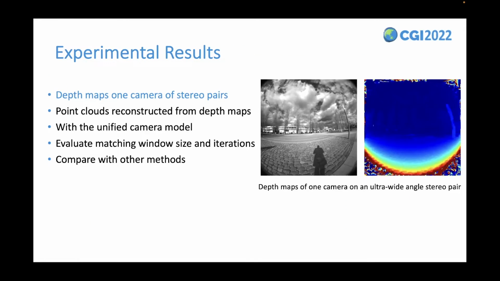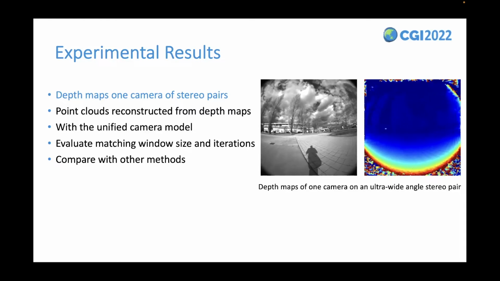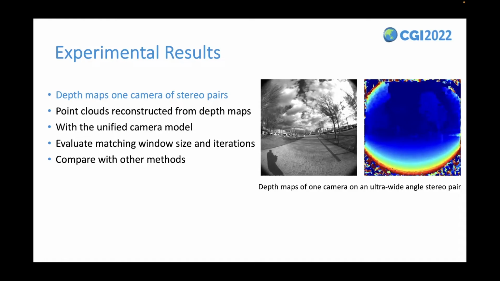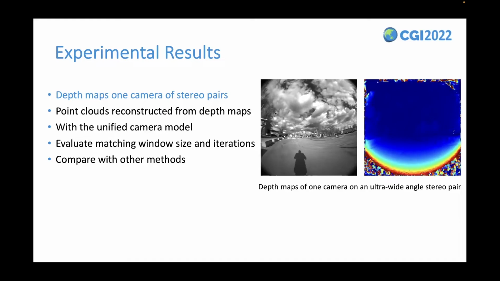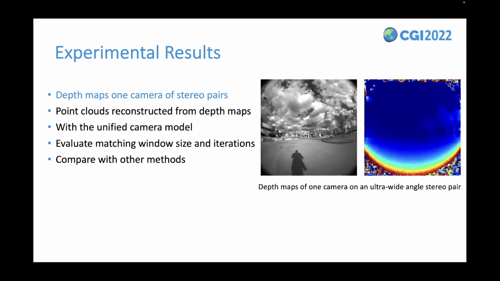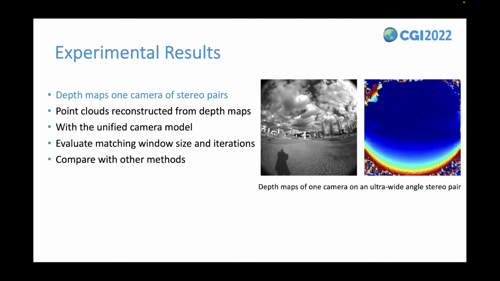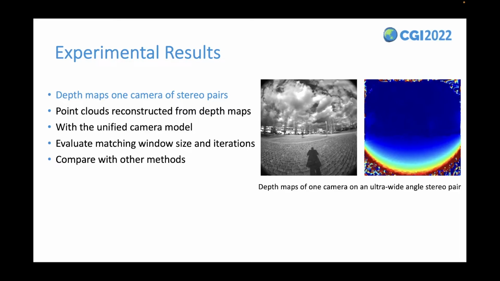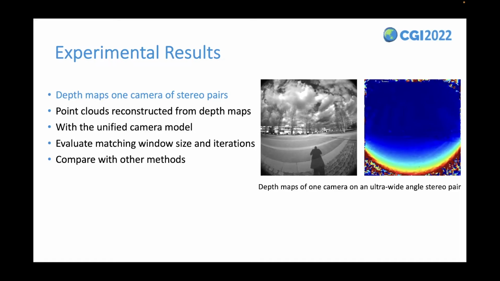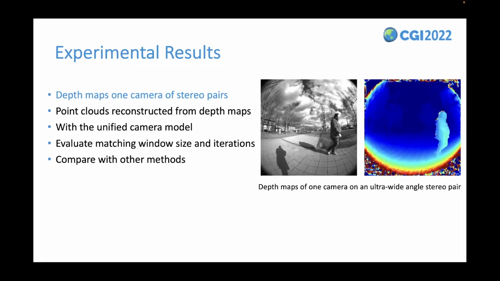Then we will show our experimental results using the TUM Visual Inertial dataset that contains an ultra-wide-angle camera stereo pair. The figure shows the depth maps generated from one camera from an ultra-wide-angle stereo pair. We use random initialization for the first image, and then the previous depth map will be used as the initial depth guess for the following image.